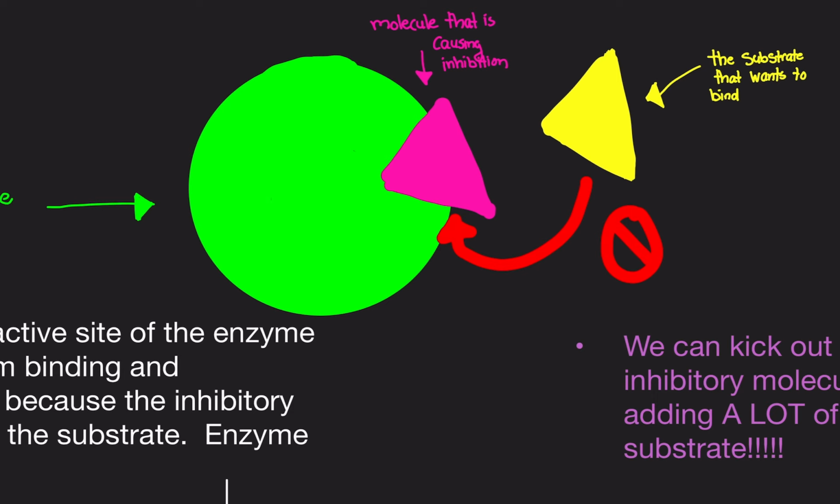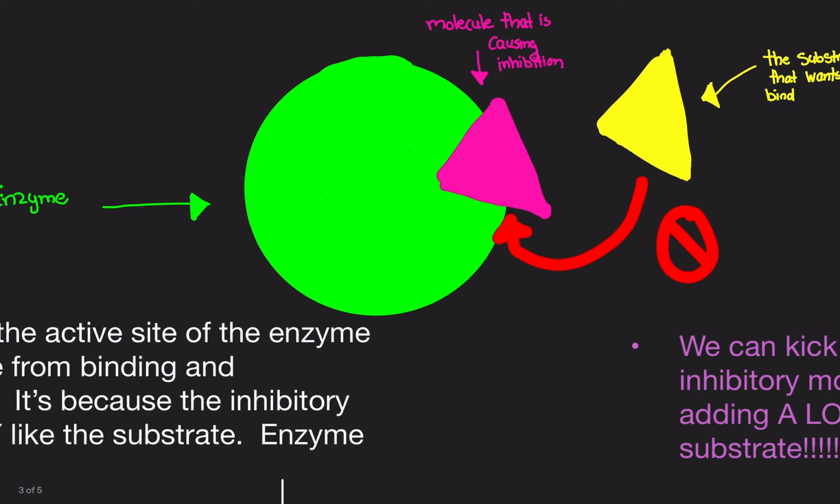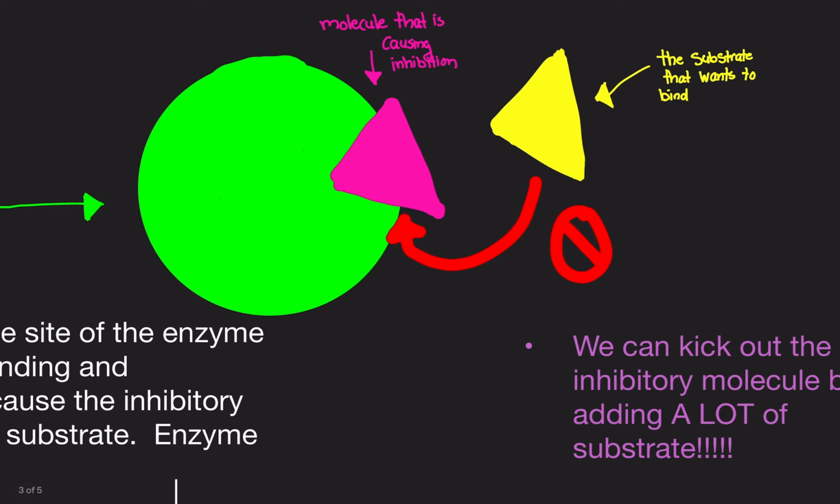Now, here's the interesting thing: if you were to have enough substrate, it'll actually kick off this inhibitory molecule, and we can proceed as normal and create product. So let's relate this to a real life scenario. Not relating to enzymes, but I want to teach it like elementary school. So let's say the enzyme is a toaster. The substrate is a piece of bread. And say the competitive inhibitor is like burnt toast that's left over, like crumbs in the toaster.